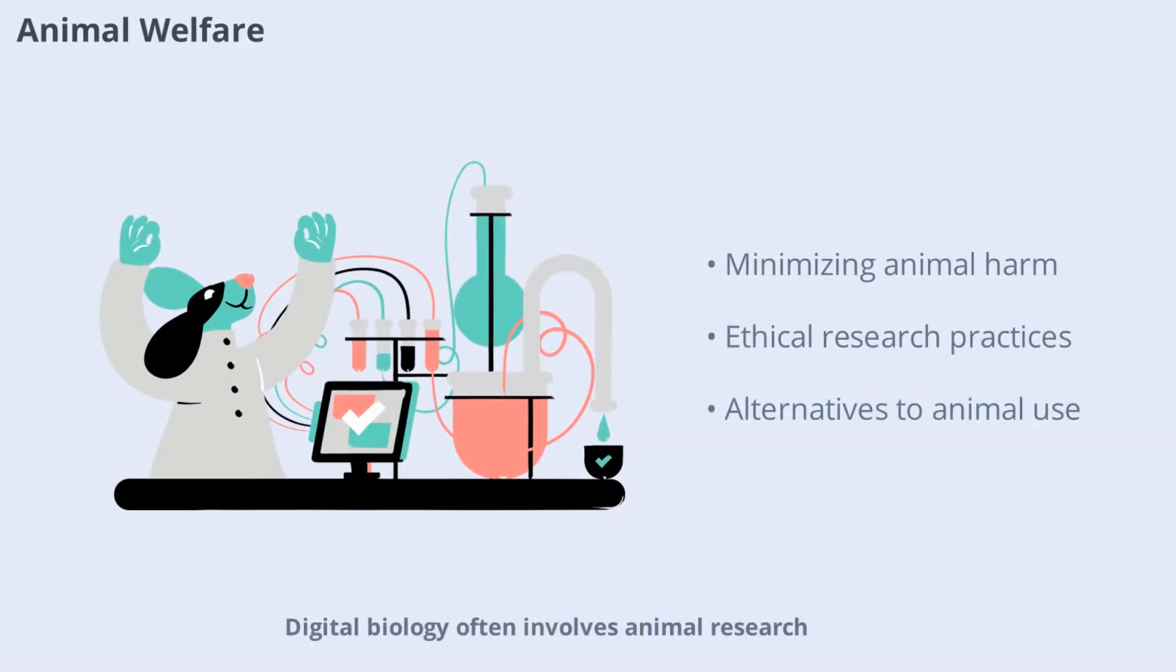Digital biology often involves animal research, from genetic studies to drug testing. Ensuring animal welfare is an ethical priority. Researchers must follow strict guidelines to minimize harm, use alternatives where possible, and justify the necessity of animal studies.